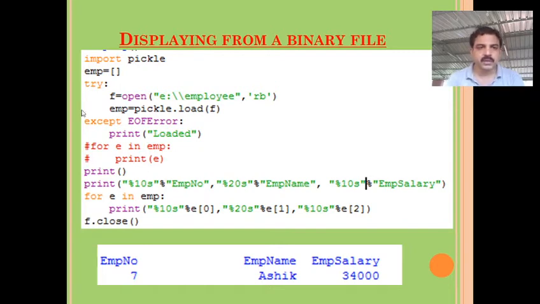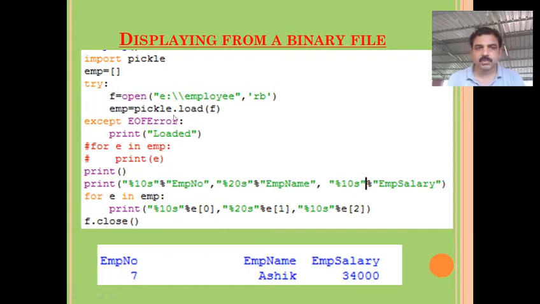So here try and except is used because we have to read the file continuously till the end. So it may give an error, so we need to trace the error. For that sake we'll use try and except clauses here. So within this we are opening the file employee for reading as a binary file.